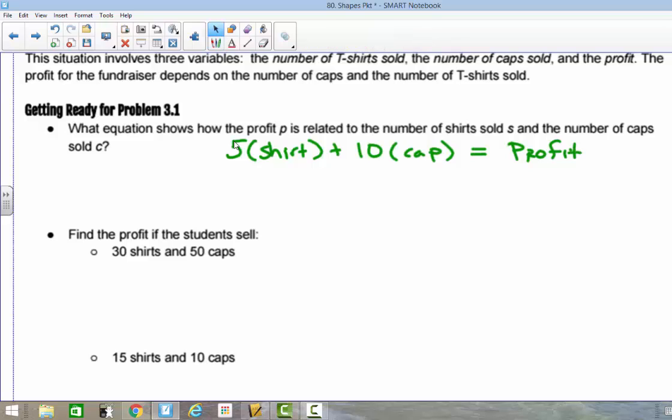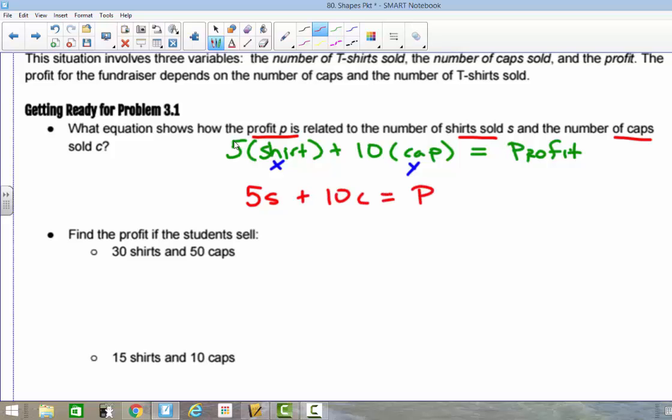Now, this could be your X, and this could be your Y. You could have the words, anything like that. Since it's saying to put P for profit and S for shirts and C for caps, following that would be 5S plus 10C equals P. To me, this green thing is the most beneficial and makes the most sense.